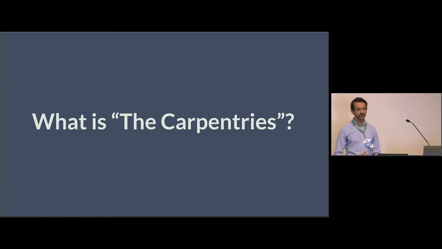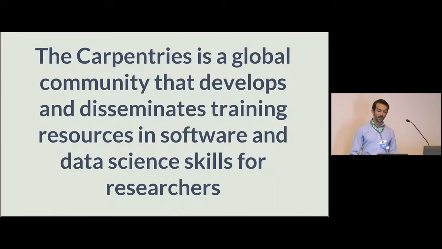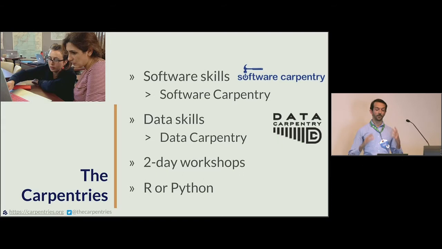Before I go more into the details, I'd like to step back a little bit and introduce you to the Carpentries if you're not familiar with this organization. It's a global community that develops and disseminates training resources in software and data science skills for researchers. The Carpentries is a newer name from the recent merger of 2 organizations: Software Carpentry, that was created in the early 2000s, and Data Carpentry, that was created in 2014. The Carpentries is a new umbrella under which both of these organizations live and are organized.